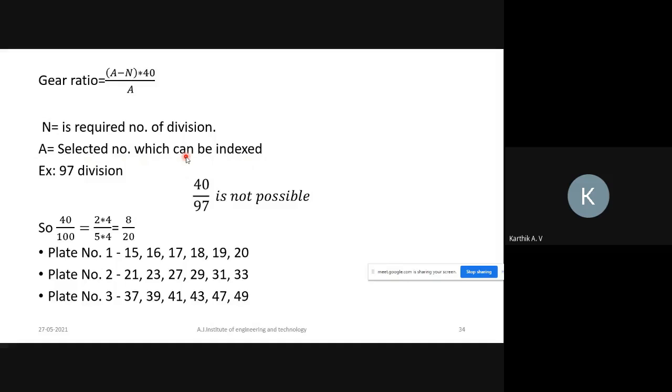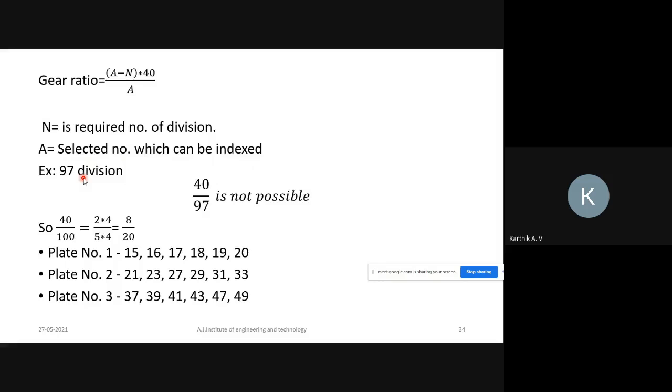Suppose we see one example. The example is that you want to make 97 divisions in the workpiece. Is it possible with the direct indexing mechanism? No, it is not possible. Why? Because in the direct indexing mechanism, you can make up to 24 holes. So 97 is not possible with direct indexing. Simple indexing is also not possible. Why? Because you can make up to 40 divisions with the simple indexing mechanism. Compound indexing is possible, but what is the difficulty? It is a huge calculation we have to make. Based on that you can get it, but you are only getting it approximately with the compound indexing mechanism.